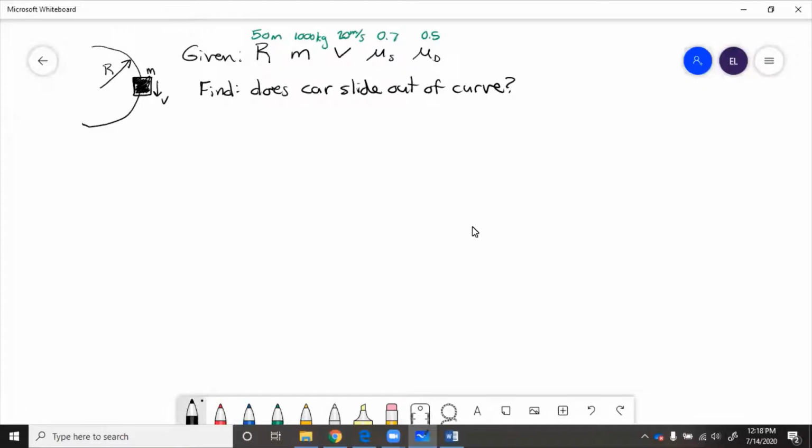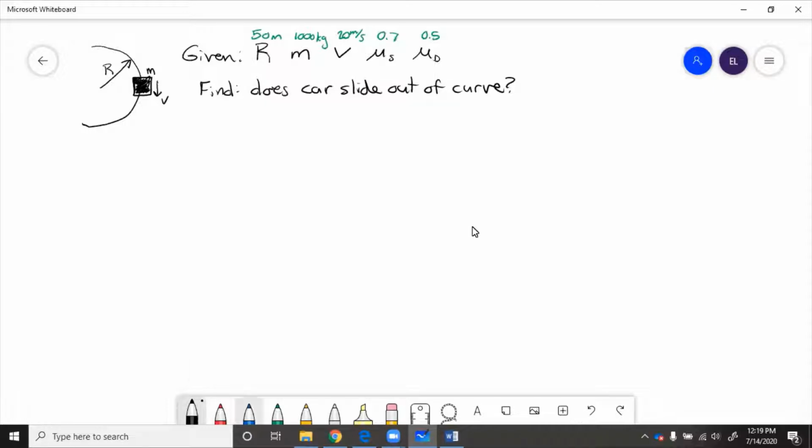In this example, we have a car going around a curve. This is a bird's eye view. We're given the radius of the curve, the mass and speed of the car, and the static and dynamic coefficients of friction between the tires and the ground. And we want to find, does the car slide out of the curve?